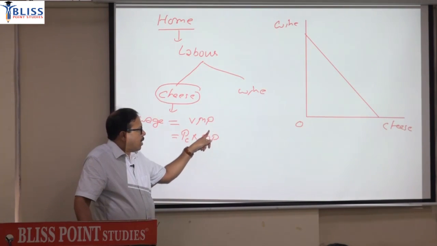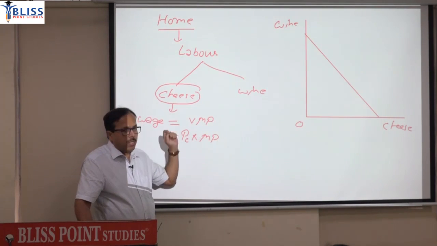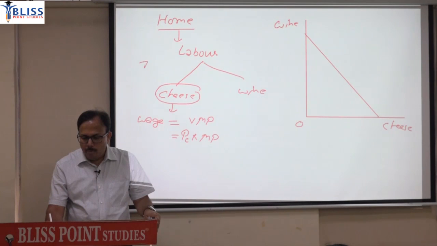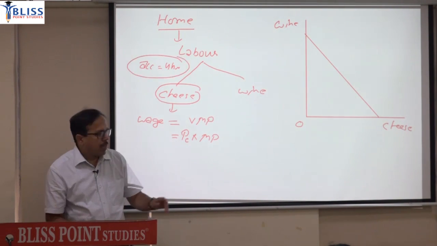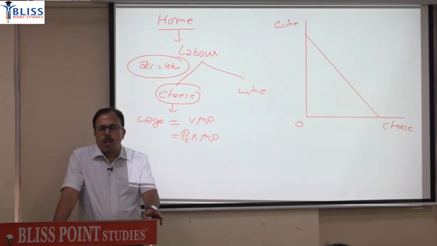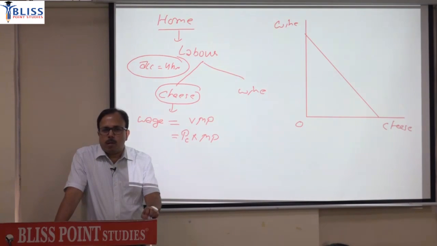Now tell me, what is the marginal product of labor in cheese? If I say that ALC is 4 hours, then what is the marginal product of labor in cheese? It's not 4. 4 is the unit labor requirement.